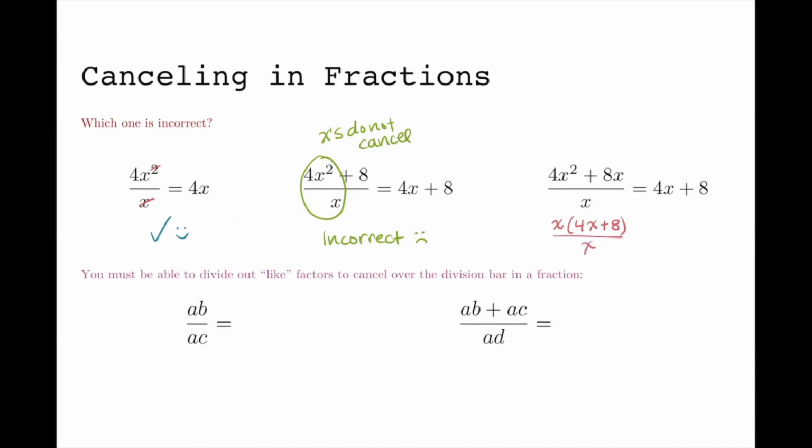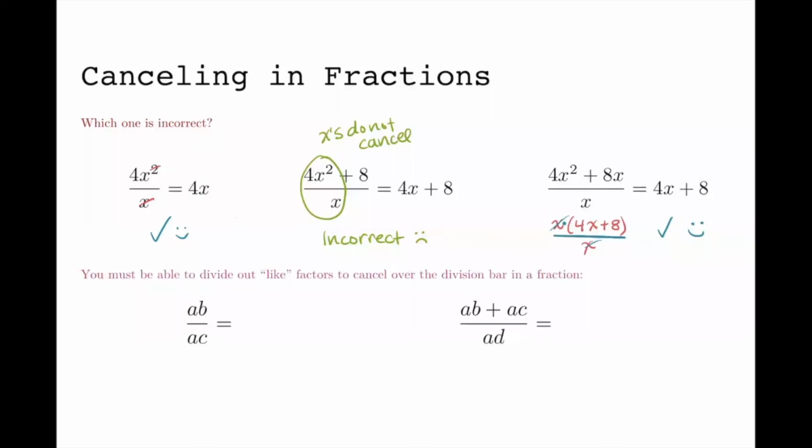And then notice here what we have done is written this whole numerator as x times something. Now again, x times something and then divided by x, it's like that x never really happened. We can just cancel that out. And so what we are left with here is 4x plus 8. So this one is also correct.